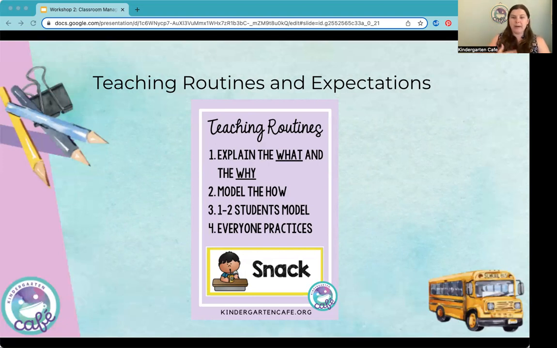Start planning and preparing procedures and routines before the school year starts. So like, you know in your head how you're going to want to have kids follow this routine so that you can teach them step by step at the start of school, so you can have a smoothly running classroom in no time. And we'll talk more about this, as I said, in our next workshop.